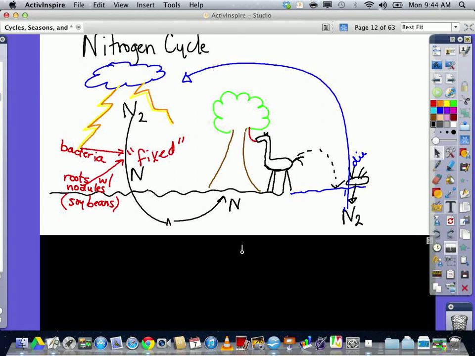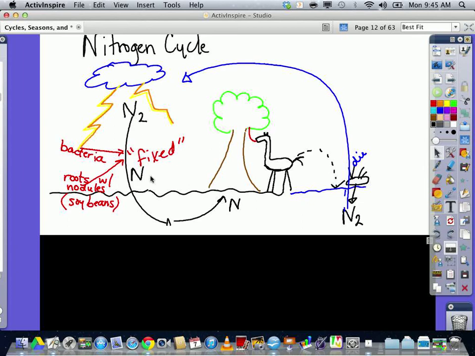Remember, about 78% of our atmosphere is nitrogen, not oxygen, as you might have guessed, but nitrogen. That nitrogen, though, is in a form that is not able to be absorbed and used by plants. We write nitrogen in the atmosphere with the chemical formula N2. The nitrogens are connected or bonded to each other, and in that form, it's not usable by plants.